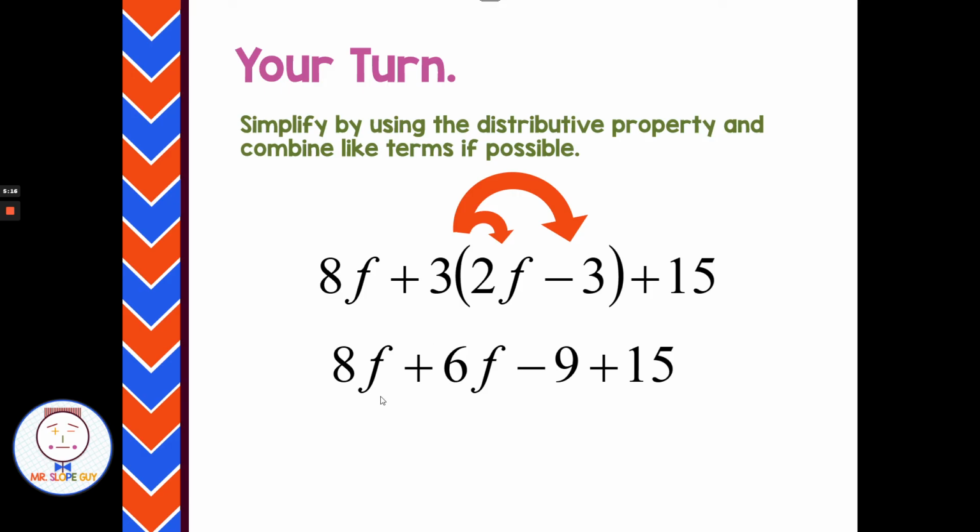Now I can combine things that are alike. I have 2 terms that have an f, and I have 2 terms that have no variable at all. So I can combine 8f and 6f to get 14f, and combine a negative 9 and a positive 15, or negative 9 plus positive 15, and get positive 6. I get 14f plus 6. Can I add 14f and 6 together? No, I cannot add 14f and 6 together, so stop there, you are done.